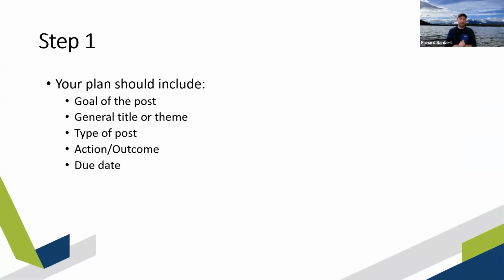So, step one, your plan should include the goal of the post, a general title or a theme, the type of post, action, outcome, and a due date. So each post that you're going to come up with is going to include those things.